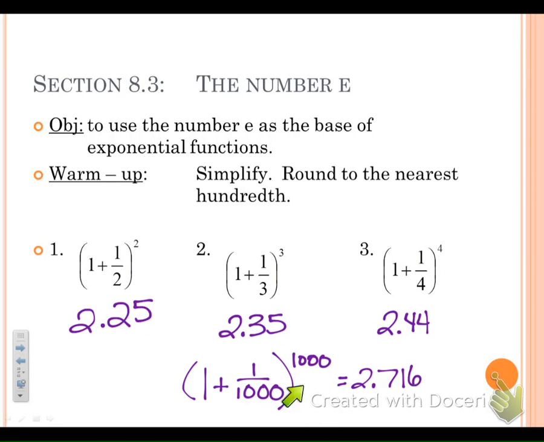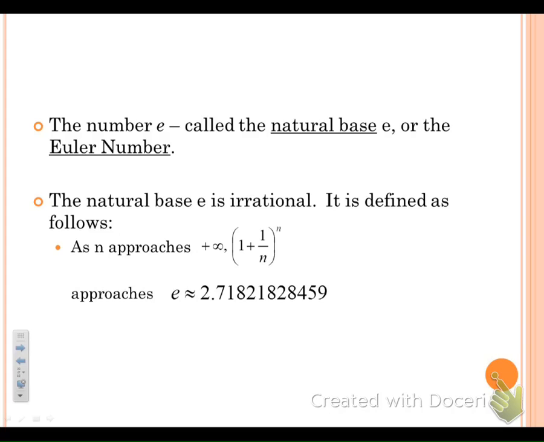Why I had us do this is, as we get bigger and bigger, because I don't think our calculators can hold 1,000,000, but as we make this number bigger and bigger, this number actually approaches a certain irrational number. So here we go. Here's what today's about, the number e. It's called the natural base e, or Euler's number.